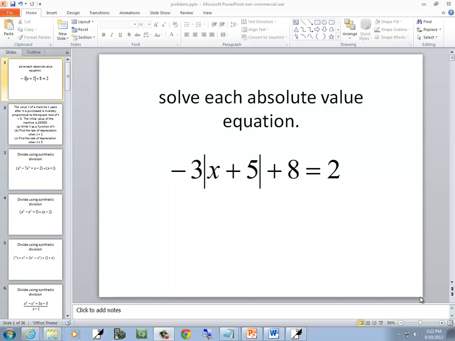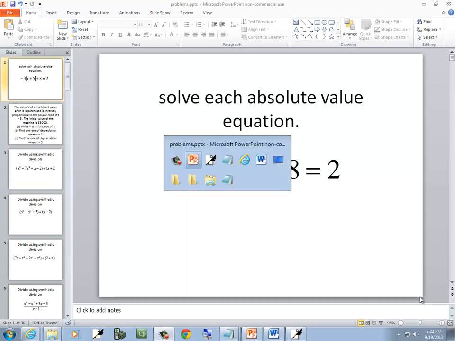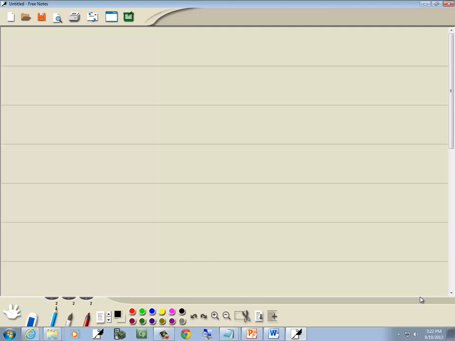Let's take a look at this problem. We want to solve this absolute value equation. So assuming I get my pen to work, there it goes. Negative 3 times absolute value of x plus 5, plus 8, is equal to 2.